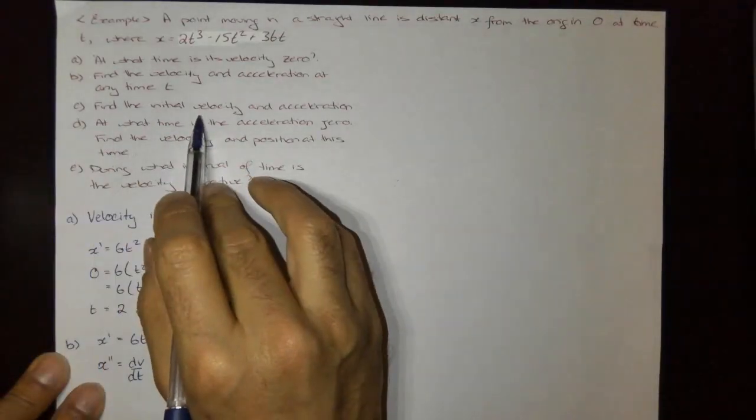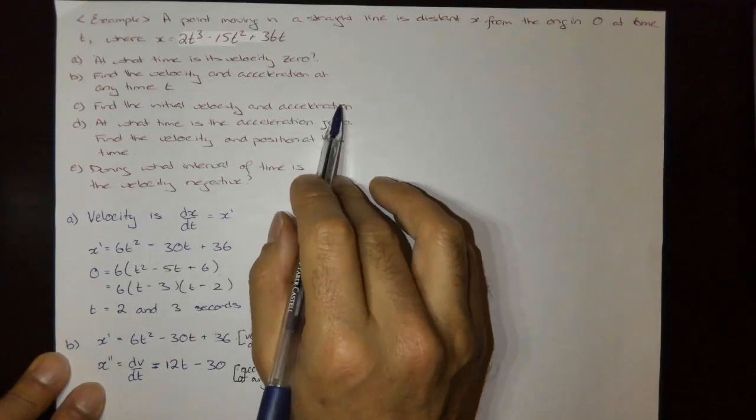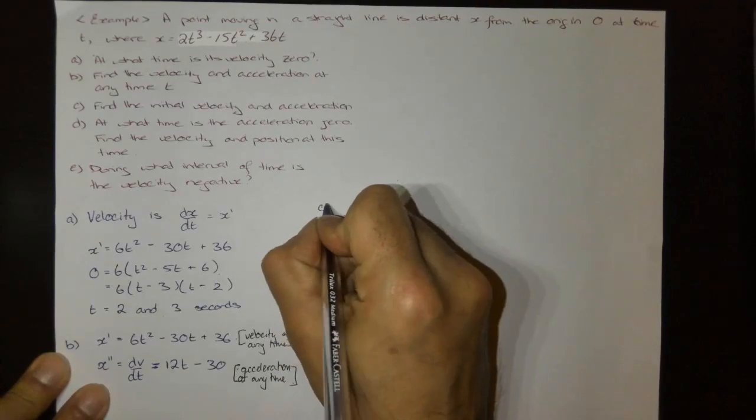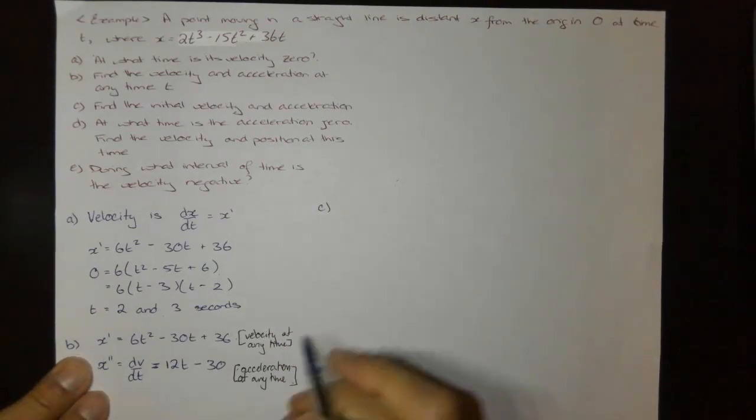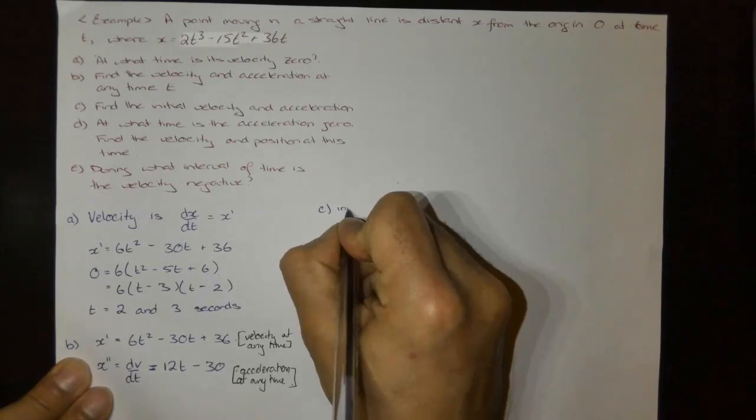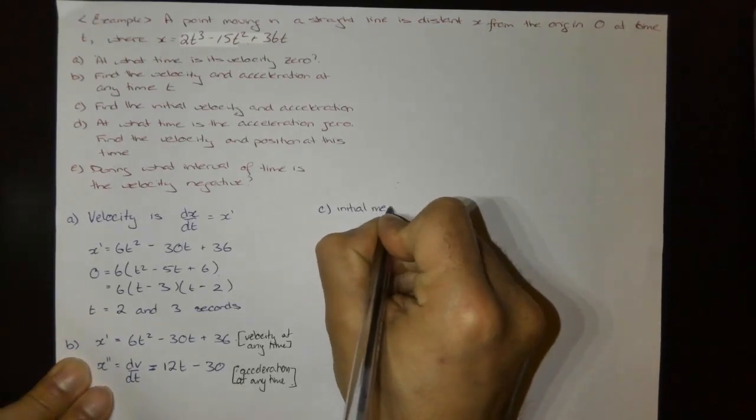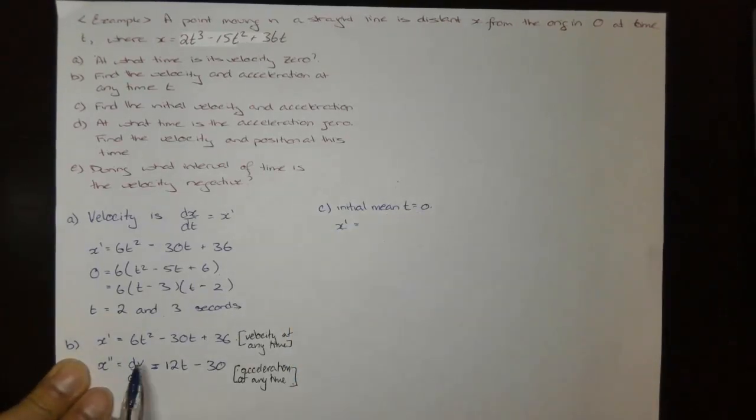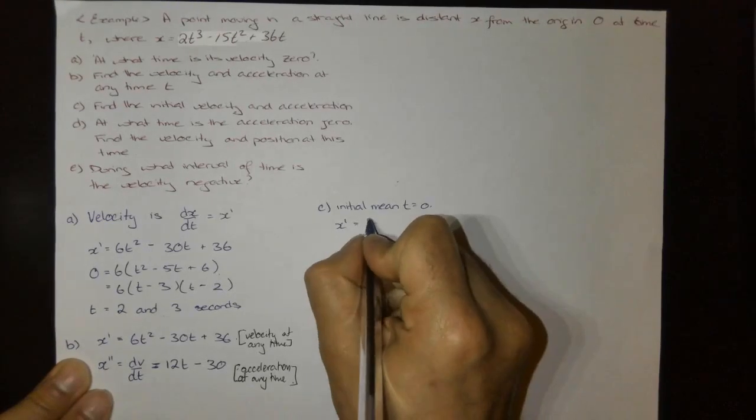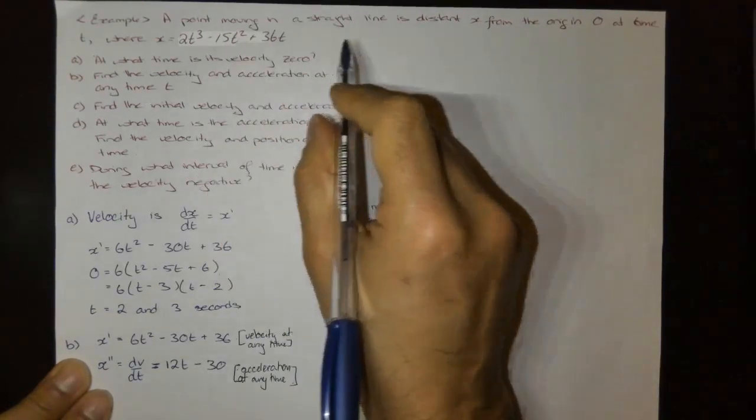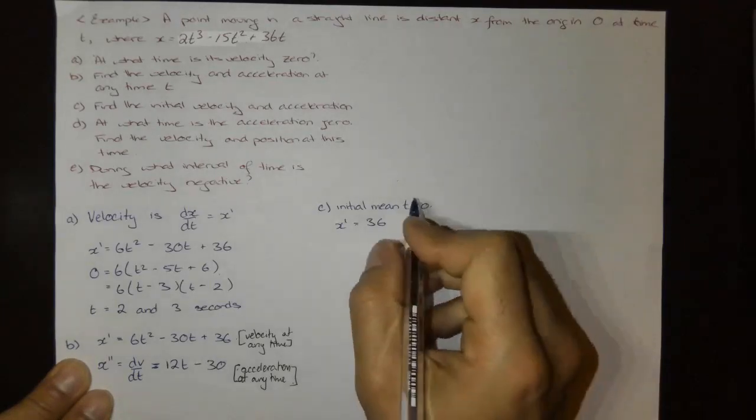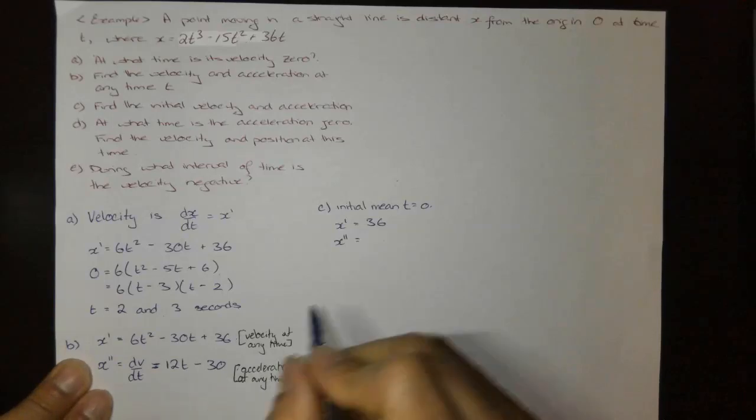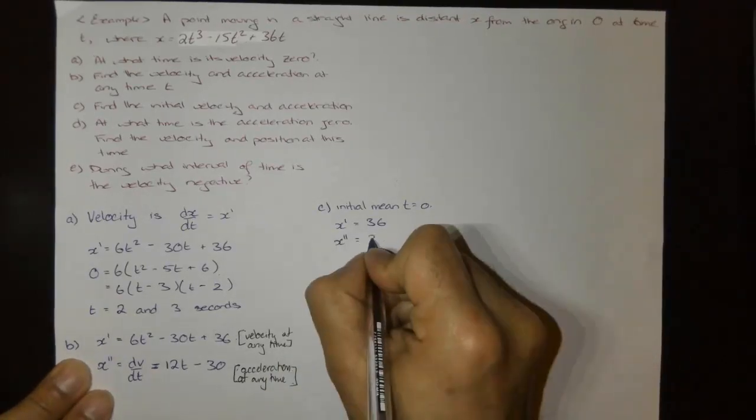We want to then find the initial velocity and acceleration. The initial velocity means t equals 0. Well then x dash, if I plug in 0, is going to be 36 units. And the acceleration, x double dash, is going to be minus 30 units.